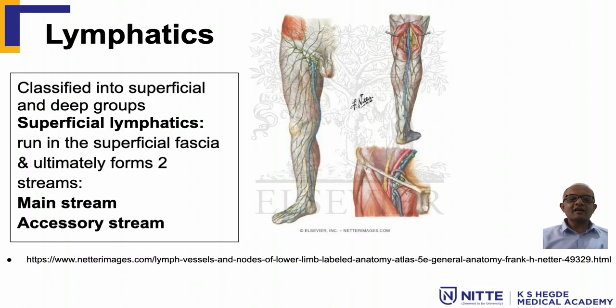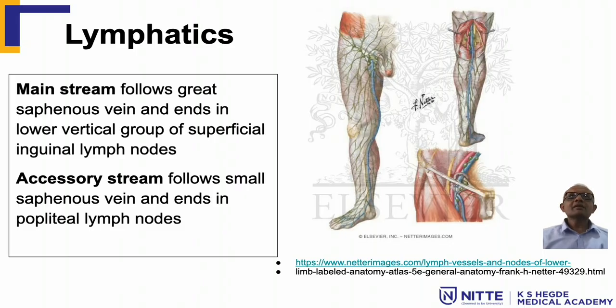Let's go to the lymphatics. The lymphatics of the lower limb have been classified into superficial and deep groups of vessels. Superficial vessels run in the superficial fascia and ultimately form two streams called the main stream and the accessory stream. The main stream follows the great saphenous vein and ends in the lower vertical group of superficial inguinal lymph nodes. The accessory stream follows the small saphenous vein and ends in the popliteal nodes.